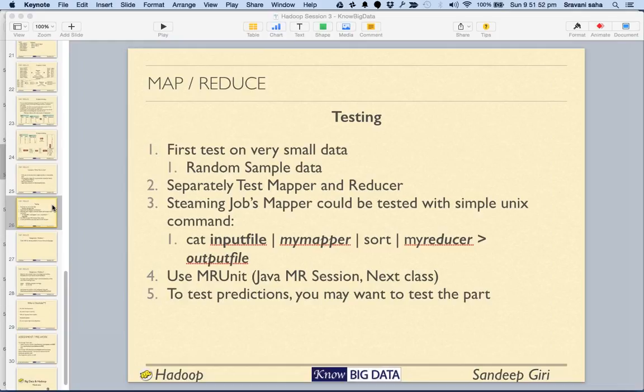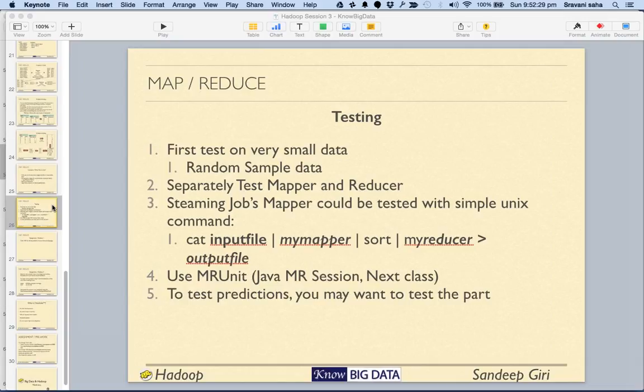Next is separately test your mapper and reducer. The good part about mapper and reducer is both can be separately tested. The way we tested our first individual commands, and then we tested mycmd.sh, and we also tested yesterday uniq -c.